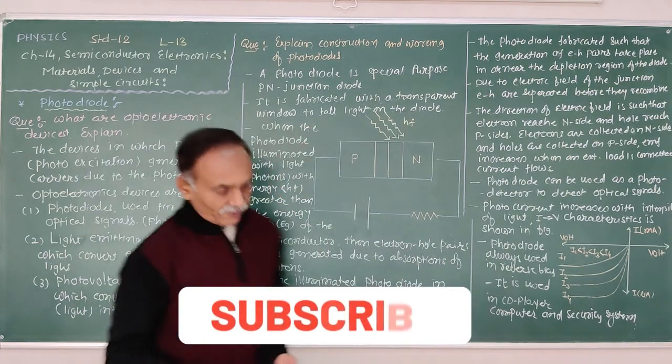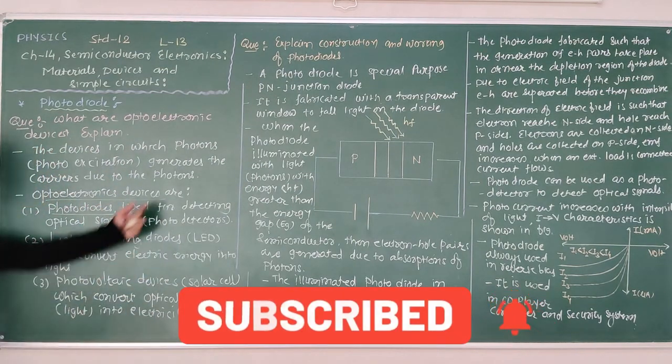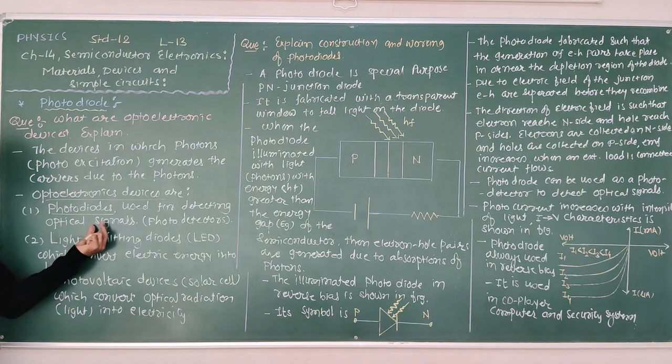Now the optoelectronic devices: first are the photodiodes, used for detecting optical signals, that is known as the photon detector.